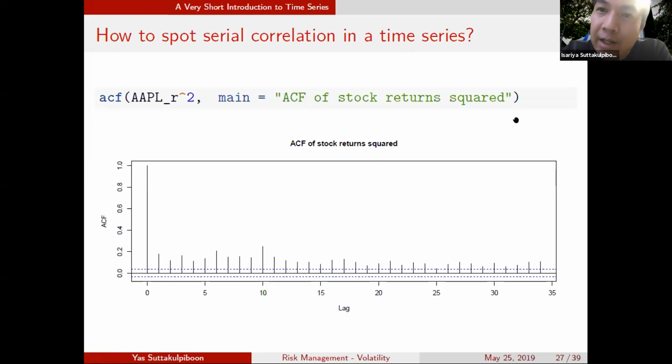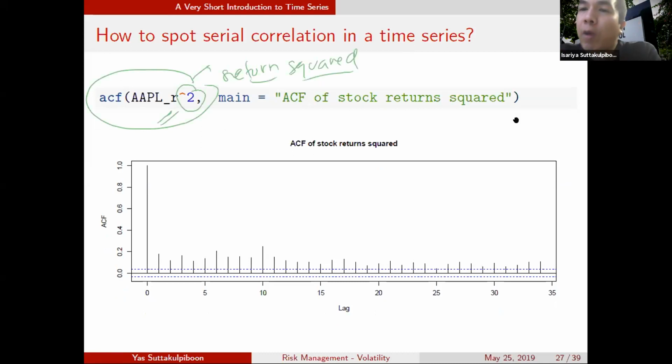However, here, this is interesting. I put return, but I square it. This is return squared. Why would I do return squared? I square it because I don't care about the sign, whether it's positive or negative. I care about the magnitude of the returns. If today's return has a high magnitude, I don't care whether it's positive or negative.